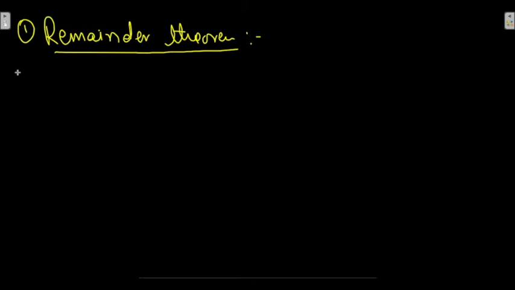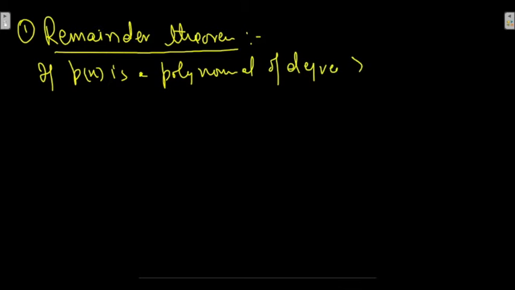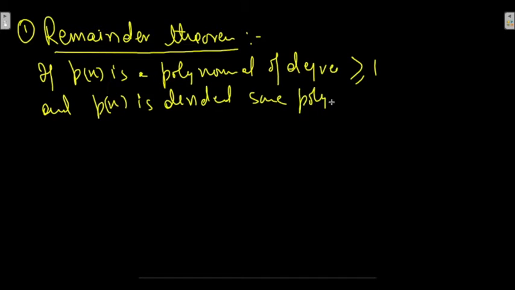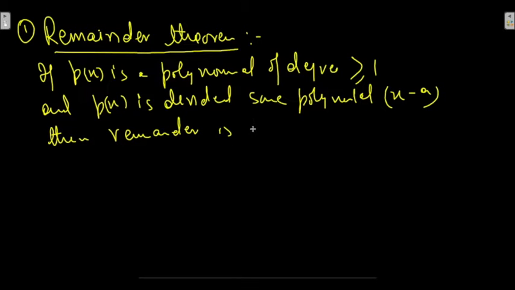Now what it states is that if p of x is a polynomial of degree greater than or equal to 1, and p of x is divided by some polynomial x minus a, then the remainder is p of a. Sounds confusing?